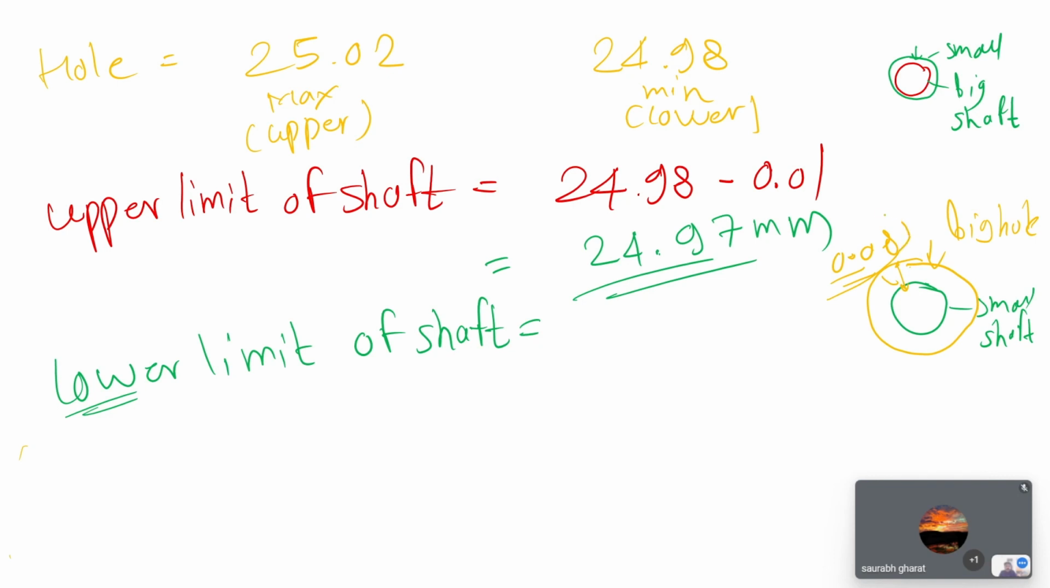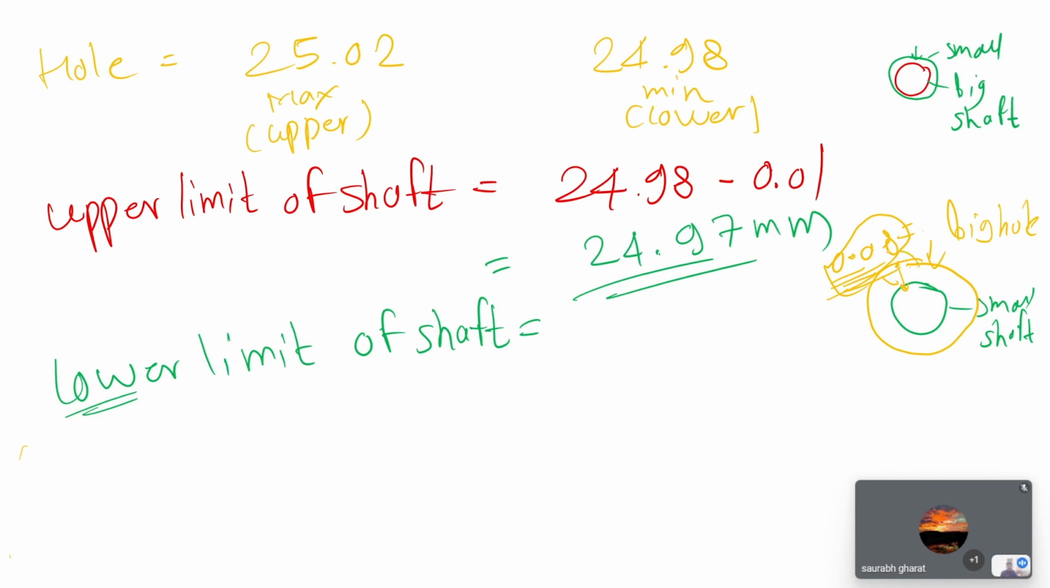Okay, so more than this is not considered. Only less than this is considered. Less than this is correct, but more than this is wrong. So less than it is only correct. So we want less than this part, but it can be equal to or less than.